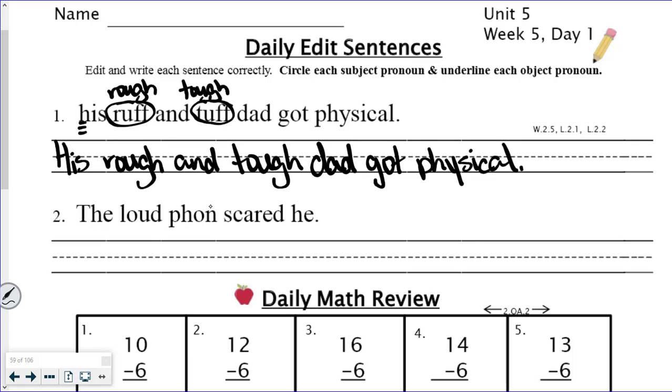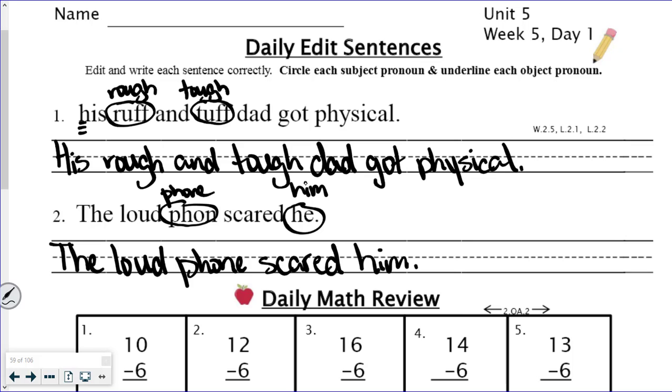The loud phone scared he. The loud phone, P-H-O-N-E, spelling word from last week. Scared, and we don't say he, we use the pronoun him because it's after the action. The loud phone scared him. Then we're going to rewrite it nice and neat on the line. And now we can go back for pronouns. So the first one, we got a subject pronoun. There's no object pronoun. And then the loud phone is the subject. Scared him. Him is the object pronoun.